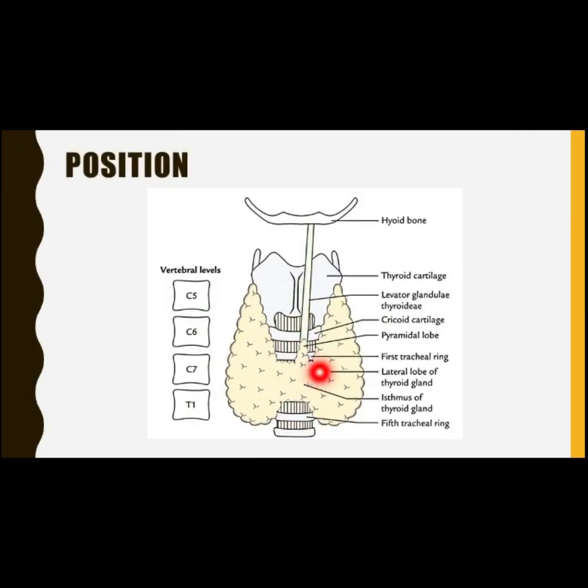So, where is this gland located? This gland is located below the thyroid cartilage at the level of C5 to T1 vertebrae, that is the 5th cervical and 1st thoracic vertebrae. It is situated in such a manner that it wraps around the trachea up to 5th tracheal rings.